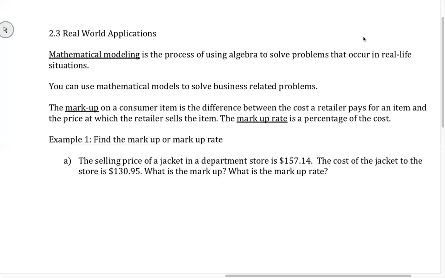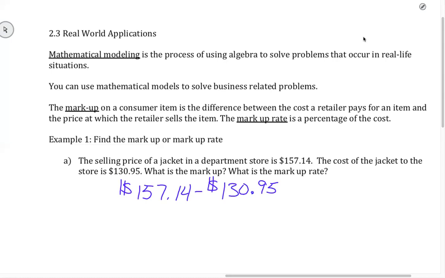So markup rate is the percentage of cost. Here, the selling price of a jacket in a department store is $157.14. The cost of the jacket to the store is $130.95. What is the percent markup? We have to find out numerically how much it was marked up. So everybody start out by doing 157.14 minus 130.95. Okay?